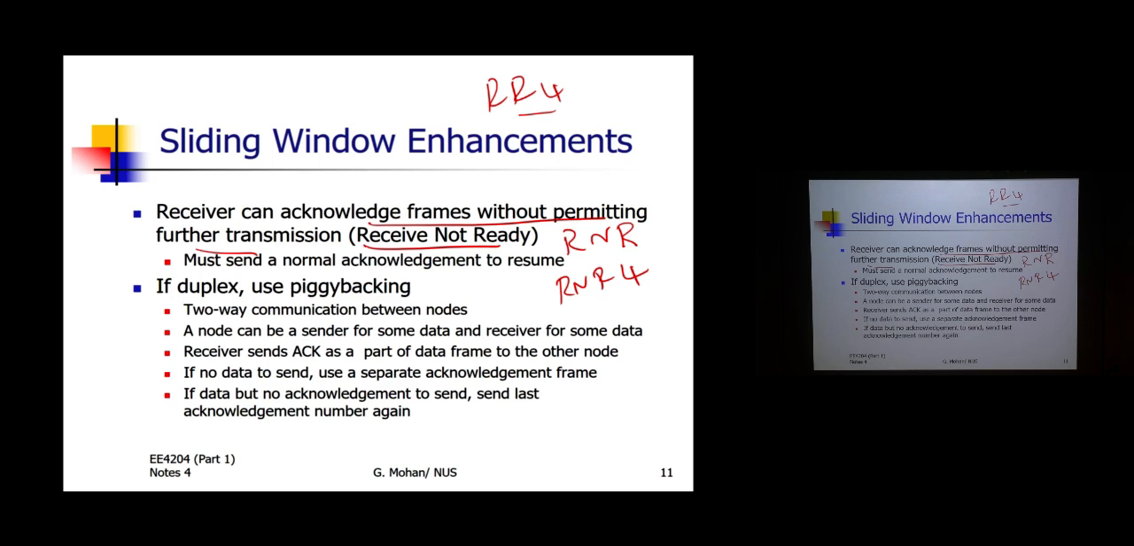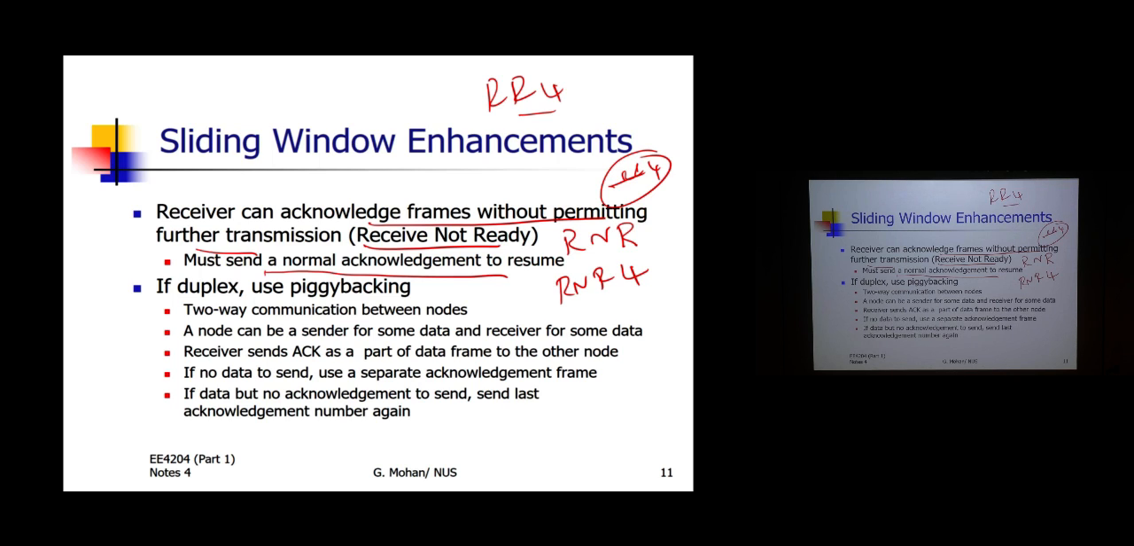As far as the sender is concerned, it can record that these frames have been acknowledged, but it should not send a new frame. For some reason, the receiver is not ready to process new frames. When it is ready to receive new frames, the receiver will send another, normal acknowledgement to resume. That means after some time it may say RR4. So depending on the requirements and the applications, we can introduce new features.